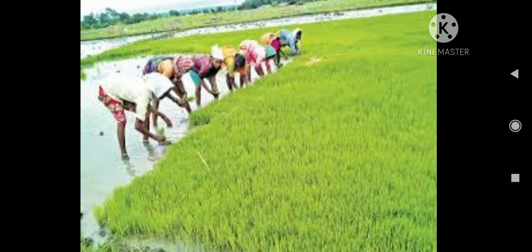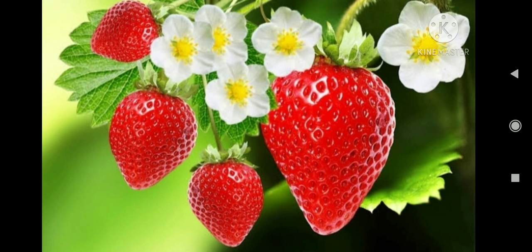Loamy soil is a balanced mixture of clay, sand, and silt particles along with humus. It has the right proportion of large and small soil particles. Hence, loamy soil is ideal for cultivation. This type of soil is the most fertile with the maximum water holding capacity. It is ideal for the cultivation of strawberries and pulses.